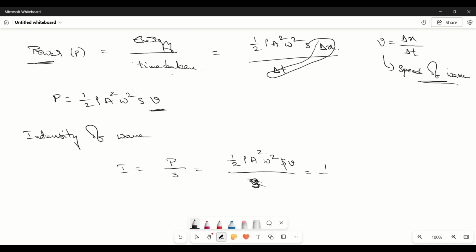So we know that angular frequency is represented as omega equal to 2 pi f. When we substitute this value in the given equation, we get I equal to 4, 2 square is 4, 4 by 2 is 2. So here we get 2 pi square f square rho into a square v. Observe that intensity is directly proportional to amplitude square based on this condition.